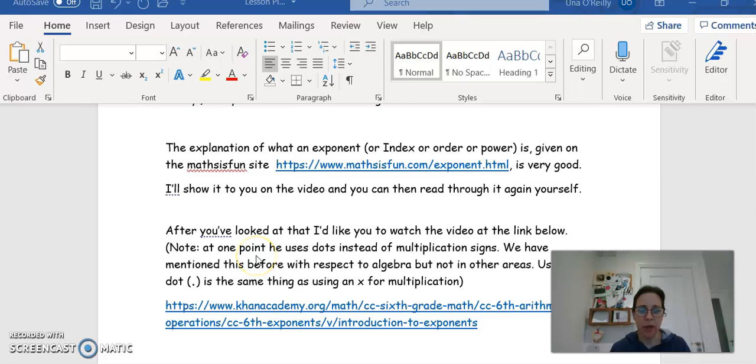I do want to point out, and I'll show it to you in a second on the screen, at one point he uses dots instead of multiplication signs. Now, I have mentioned that before with respect to algebra, but not in other areas. So using a dot is the same thing as using an X for multiplication.